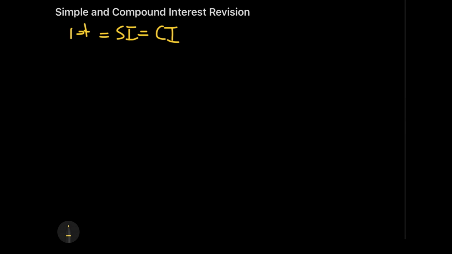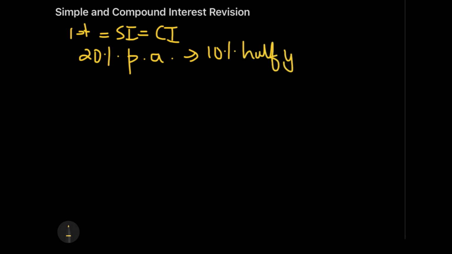So if something is taken as 20% per annum, that is per year, then that can be compounded as 10% half yearly, that is in every 6 months. And the same thing can be compounded as 5% quarterly, that is every 3 months. So this is the difference, and this is how we'll be going forward with this.